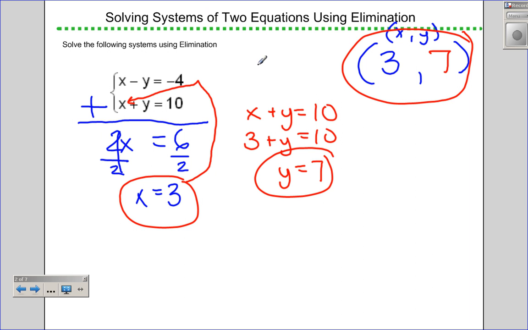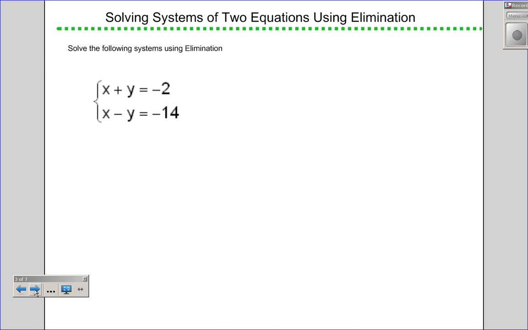Remember, the solution to any system is the point where the two lines intersect, so I have 3, 7. I was able to eliminate one of the variables by combining. This is also sometimes referred to as the combination method. I'm combining the two equations to get rid of one of the variables. I chose the y values because they were opposites in this case. I'm always looking for those that have the same coefficient and are opposites.